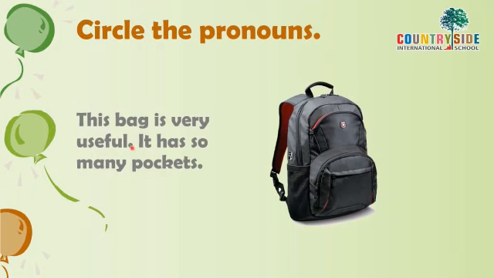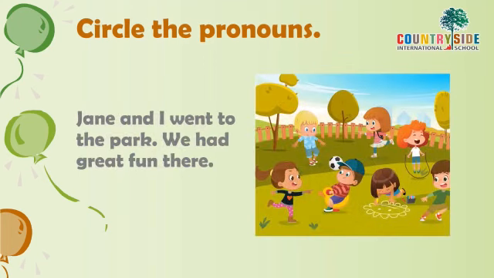This bag is very useful. What is the noun in this sentence? Bag. It has so many pockets. So what is the pronoun we have used for bag? It. Instead of the noun, we have replaced the noun with the word it. Jane and I went to the park. Whenever I is there and with I we have someone else, Jane and I, which pronoun do we use? We had great fun there. What is used for Jane and I? We.